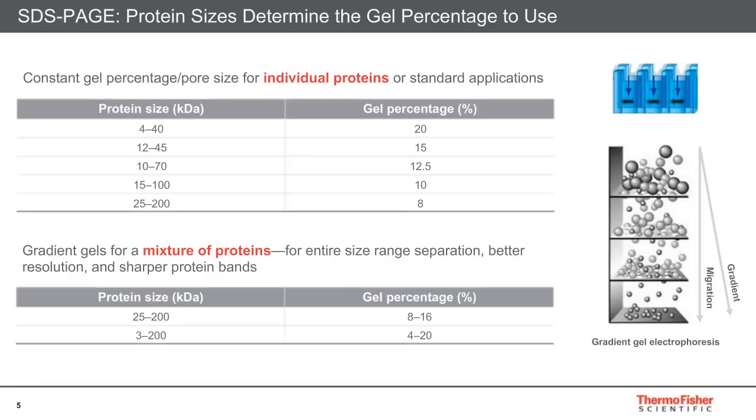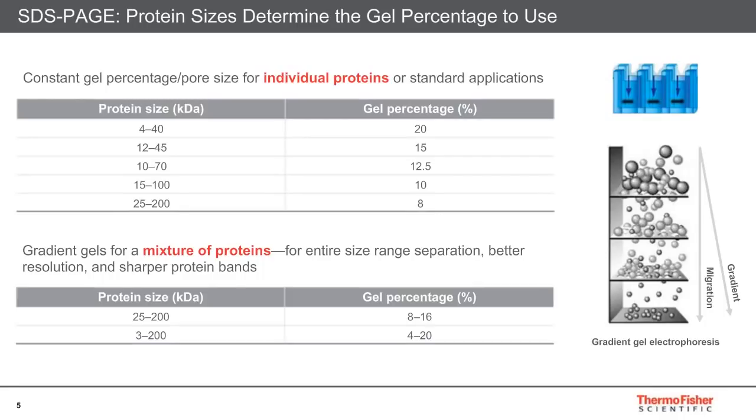Precast protein gels are available as either constant gel percentages like 8%, 10%, 12%, etc., or as gradient gels, which can be 8 to 16%, 4 to 20%, and so on. The size of the target protein is used to determine which gel percentage to use. Smaller proteins require a higher gel percentage for optimal separation and vice versa. The advantage of a gradient gel is that it can be used to separate a mixture of different molecular weight proteins in the same gel.